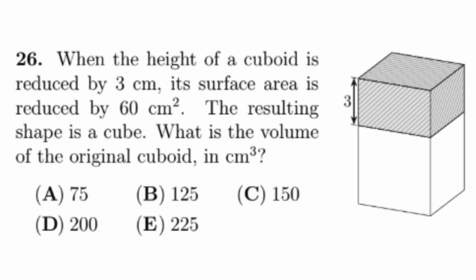Number 26. When the height of a cuboid is reduced by 3 centimeters, its surface area is reduced by 60 centimeters squared. The resulting shape is a cube. What is the volume of the original cuboid in centimeters cubed?